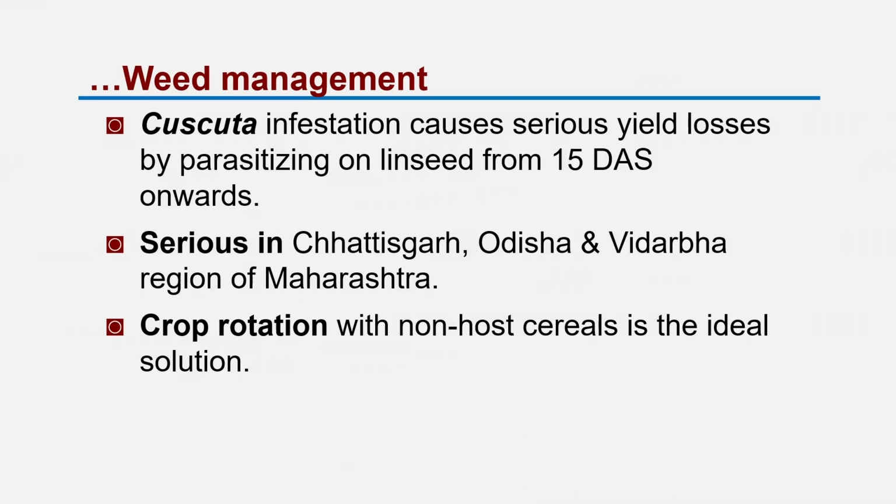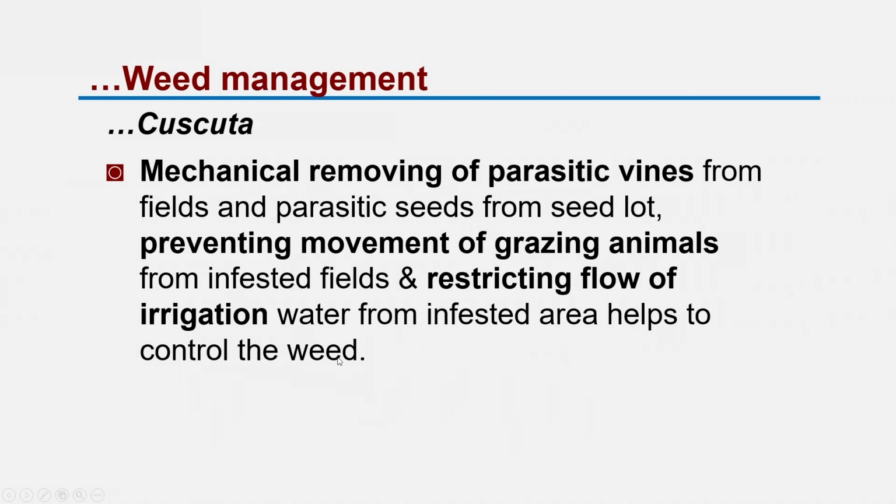Crop rotation with non-host cereal is the ideal solution. So, here also we should go for integrated management of cuscuta, and one option could be that crop rotations should be followed with non-host crops. Mechanical methods can also be used. You can mechanically remove the parasitic vines from fields and parasitic seeds from the seed lot. Preventing movement of grazing animals from the infested field is also important, and restricting the flow of irrigation water from the infested area helps to control the weed.